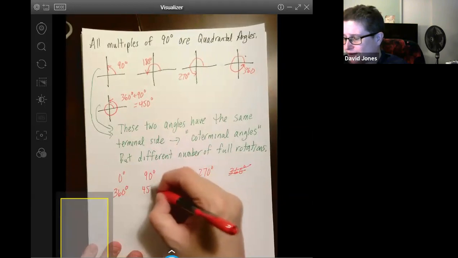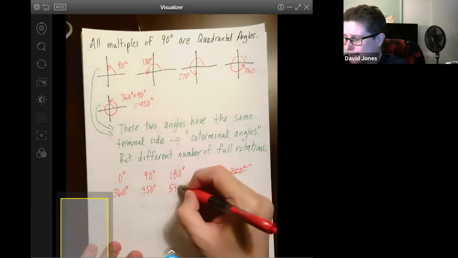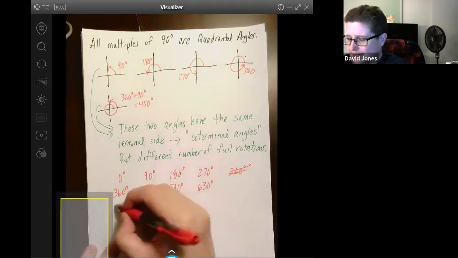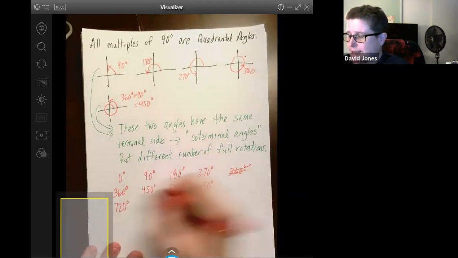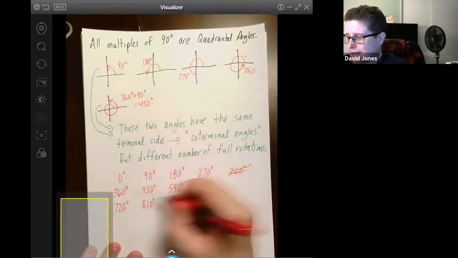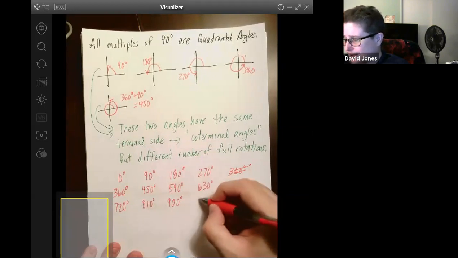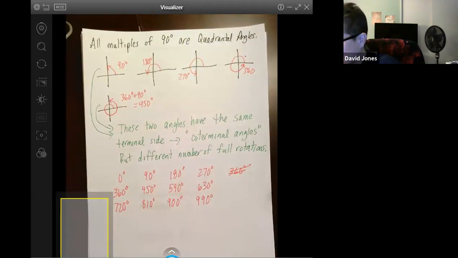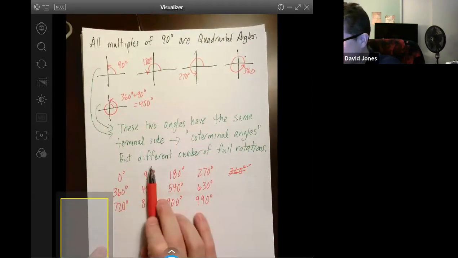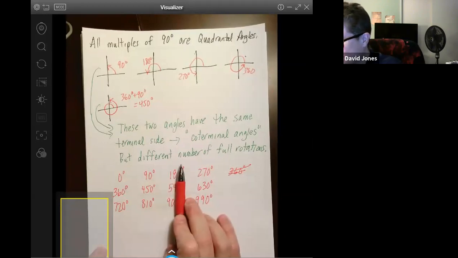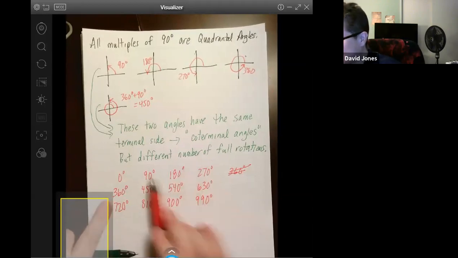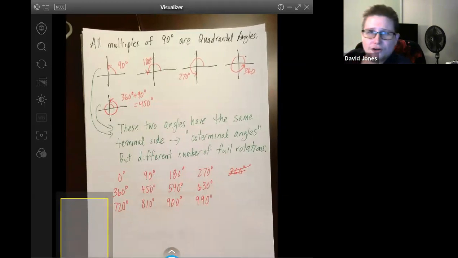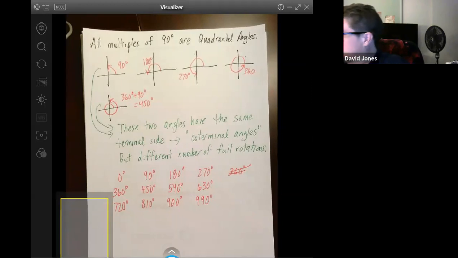You've got 450, 540, 630, 720, 810, 900, 990. How did I go through that so quick? If you drop the 0, these are all the multiples of 9. 9, 18, 27, 36, 45, 54, 63. If you know your times tables, you can do these pretty quickly.